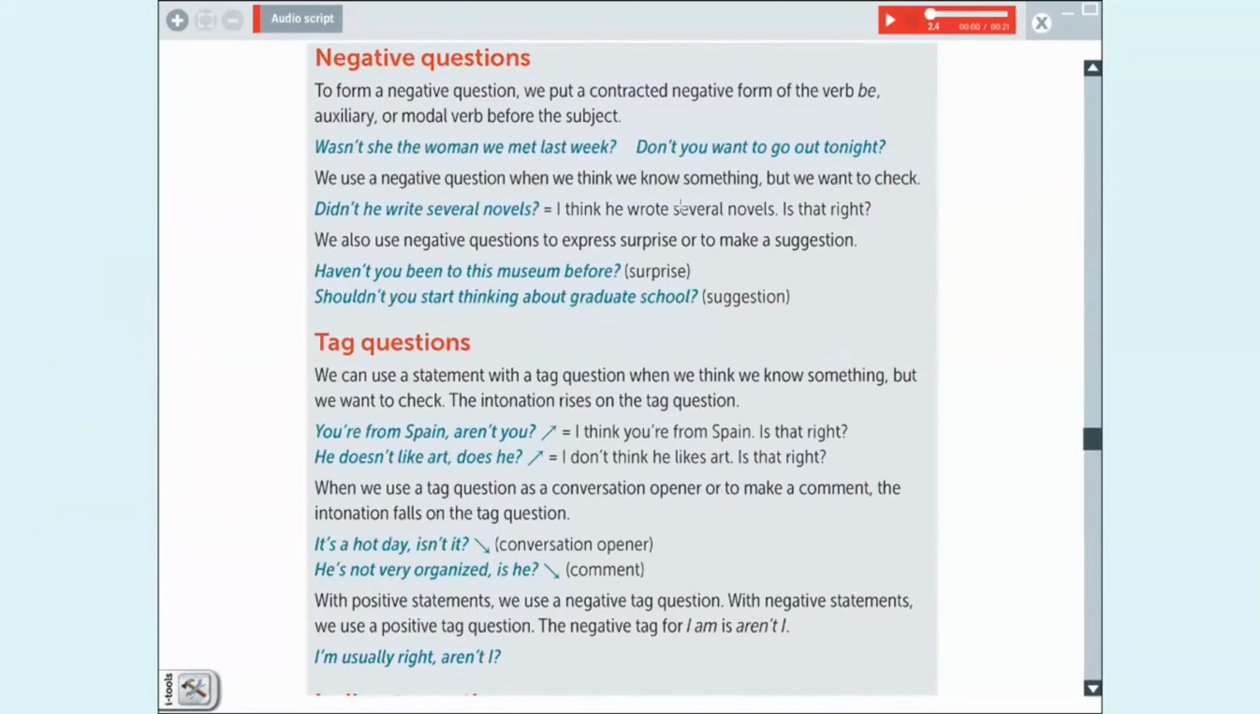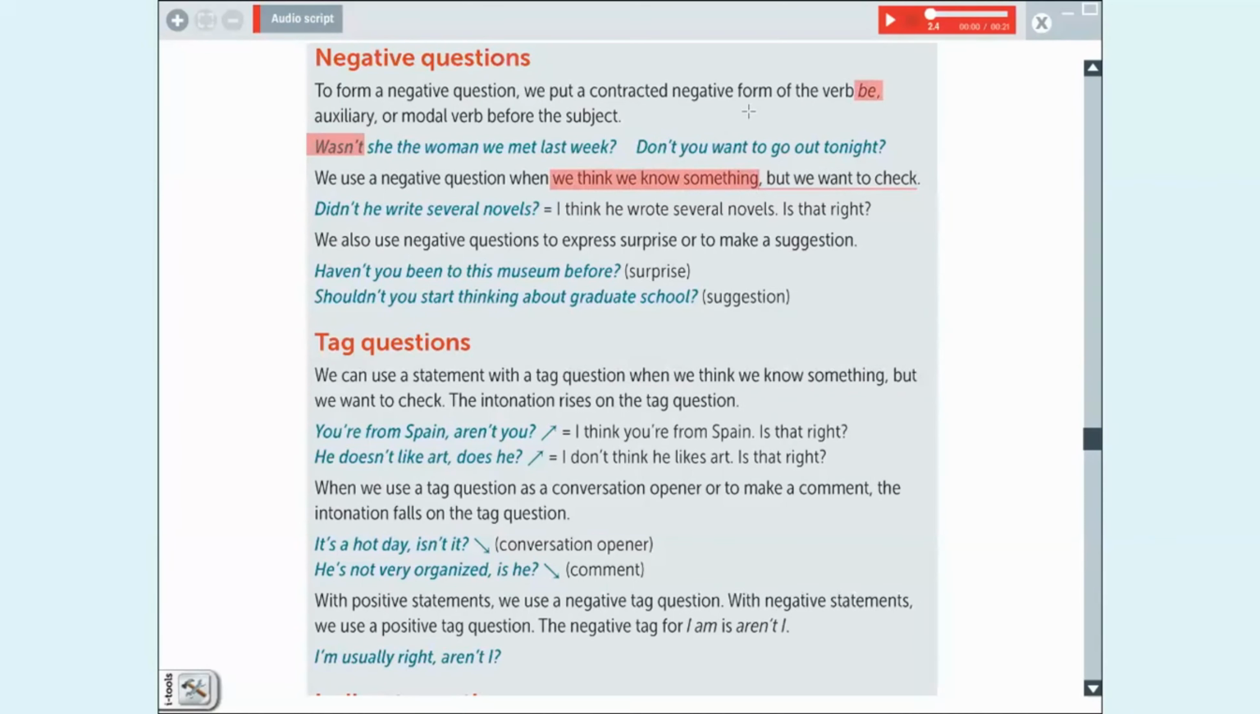Negative questions are pretty easy because it's the same way that you create the questions. But what you need to do now is to turn or flip the auxiliary into a negative form. Why do we use negative questions? The negative questions are used when you want to maybe confirm or double check something that you thought you know, but you're not sure.